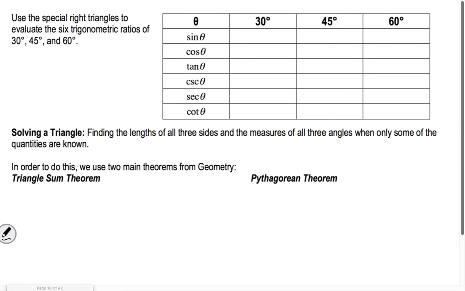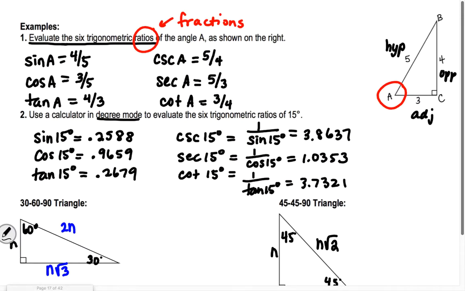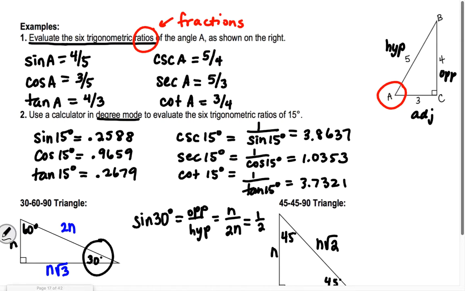All right, so it says use the special right triangles to evaluate the 6 trig ratios of 30, 45, and 60. So if I'm trying to find the sine of 30 degrees, it would be the opposite over the hypotenuse, right? I'll draw it on the other page in a second. So the opposite would be n. The hypotenuse would be 2n. What do I get when I reduce those out? 1/2, exactly.